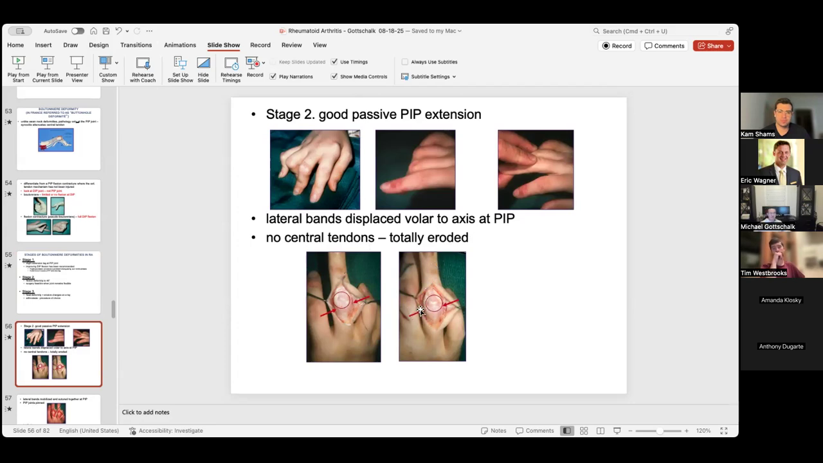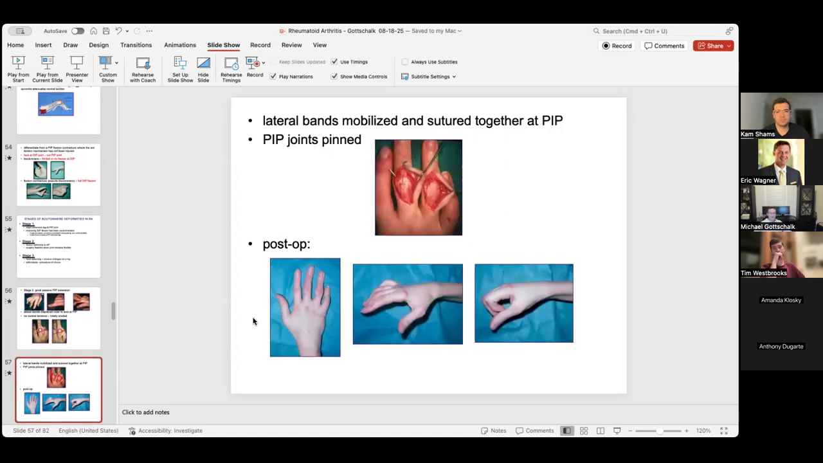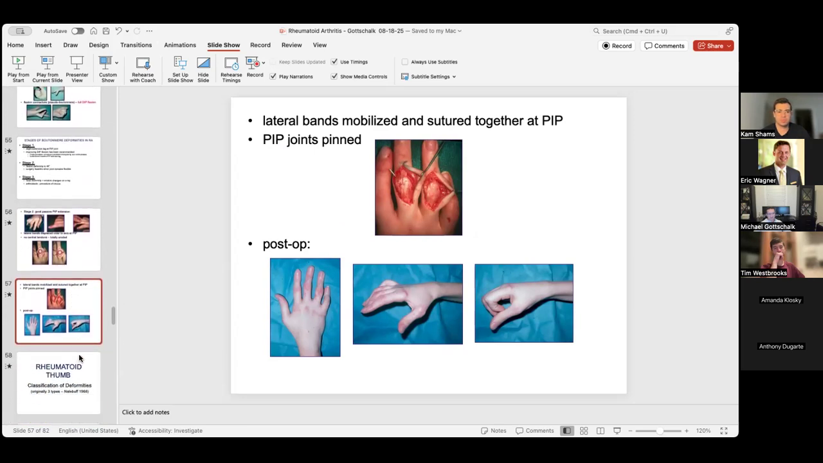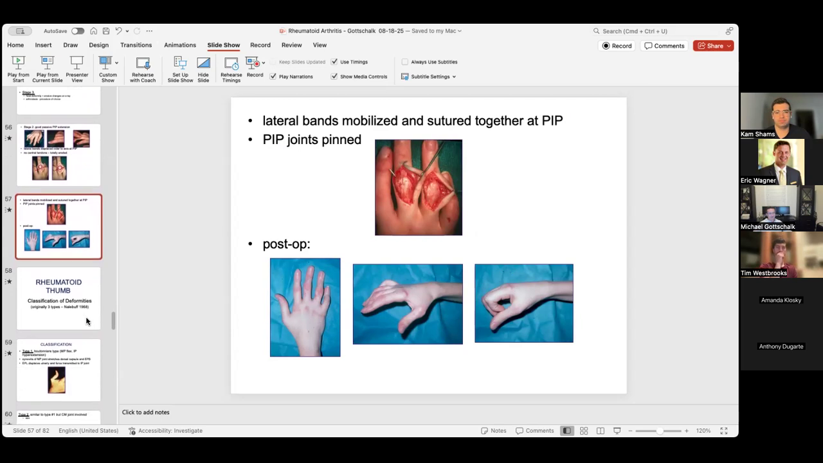This is someone where you can essentially suture your lateral bands back up over, right? So lateral bands are mobilized and they're sutured together at the PIP. PIP joint remains pinned. These people will often have some stiffness, right? The joint's never going to be quote unquote normal again. These can be very difficult to treat. And I typically just tell patients, look, it's never going to be a normal finger again, no matter what we do. Oftentimes, they're so contracted down. The first step is just getting them into therapy and doing static progressive splinting or something of that nature.